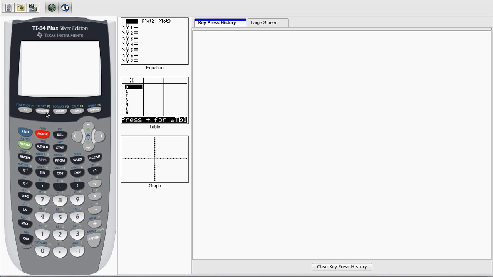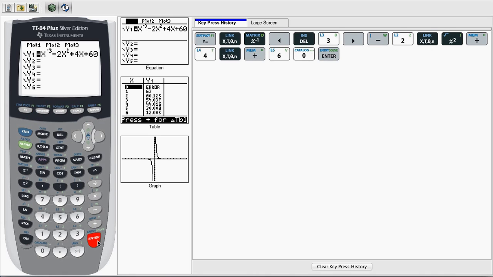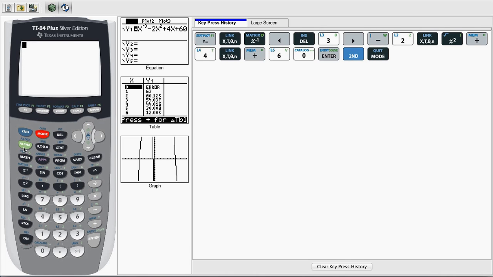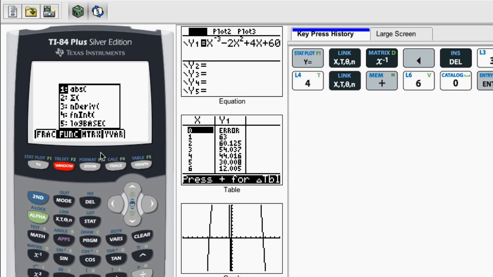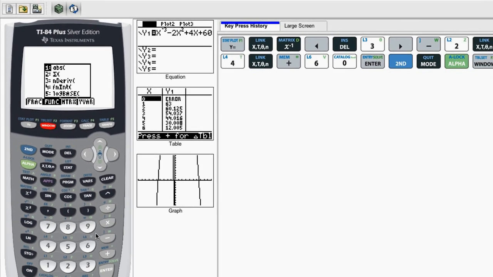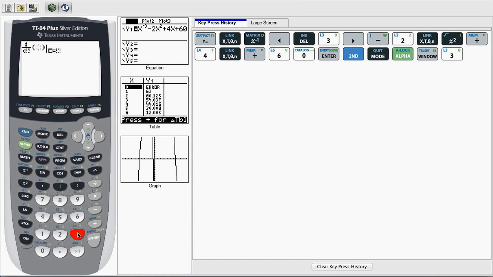The first thing we want to do is go to your y equals and type in the equation that you need. Once you have your equation written, we can quit out of that screen, and then we're going to go to alpha window or alpha F2. We're going to go to number 3, you can scroll down to it or hit number 3.